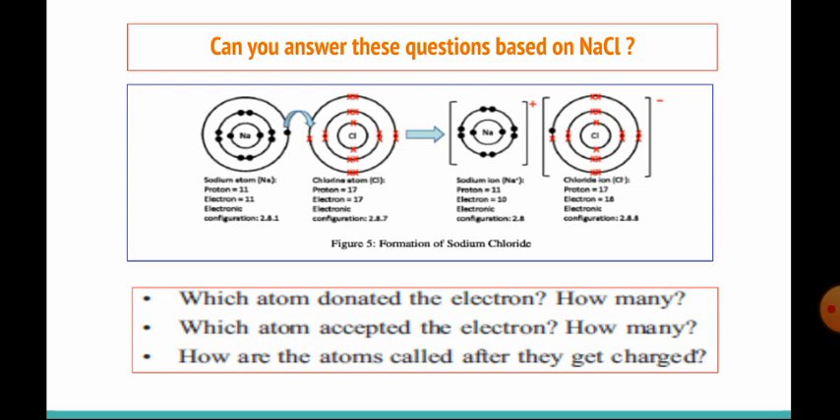Now, can you answer these questions based on sodium chloride? Which atom donated the electron? It is the sodium atom which donated the electron. How many? It is 1. Which atom accepted the electron? It is a chlorine atom which accepted the electron. How many? Only 1 electron. How are the atoms called after they get charged? They are called ions.